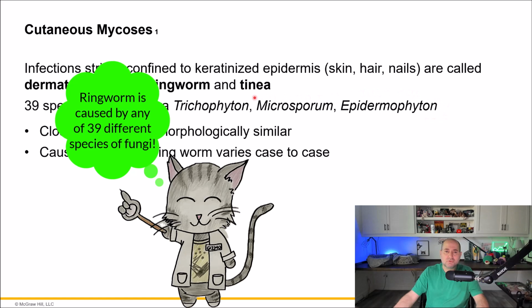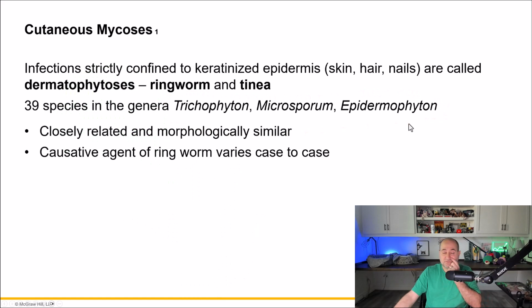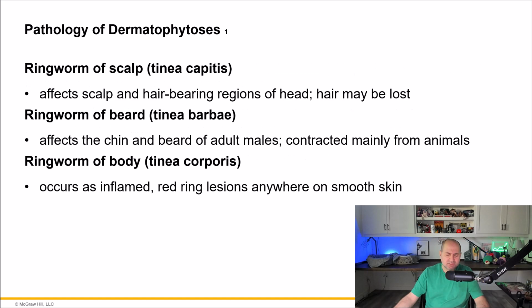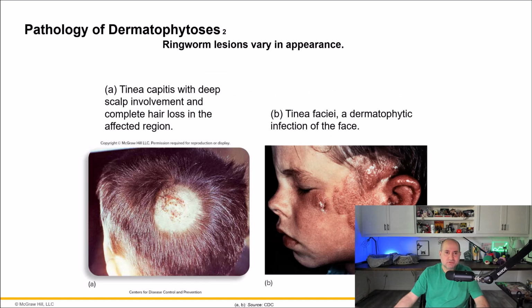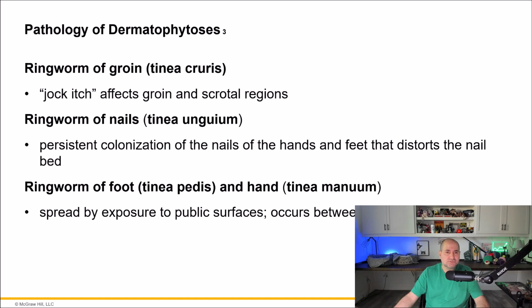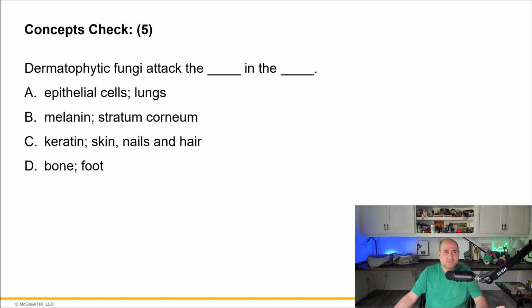You don't need to memorize the 3 genera, but definitely know that there is no one species of fungi that causes ringworm. And recall there are different forms of ringworm. You don't need to memorize all these different types of ringworm, but it's interesting to understand that, again, these are not caused by one particular fungus, but those 39 different fungal species across 3 different genera. All right, let's do concept check number 5. Dermatophytic fungi attack the what in the what? Remember, the keratin of the skin, nails, and hair.